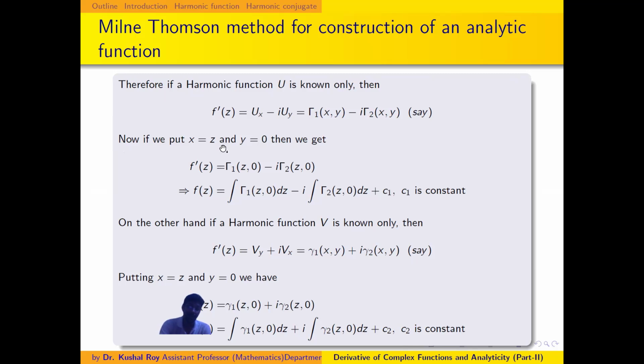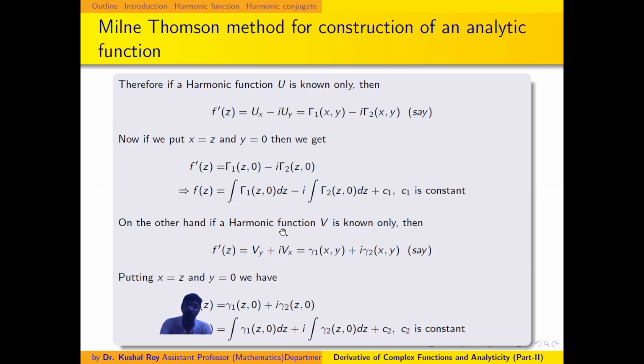Now, if we put x equal to z and y equal to 0, then we get f dash z equal to gamma 1 z comma 0 minus i gamma 2 z comma 0. In that case, f z must be the integration of gamma 1 z0 minus i gamma 2 z0. And that means we are getting the form of it.